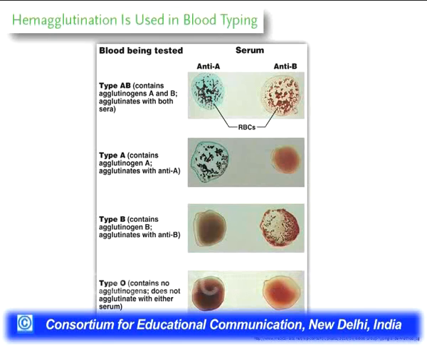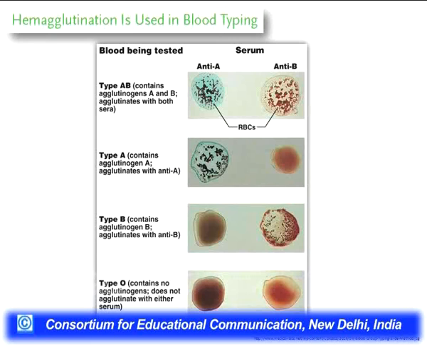If the person is type B blood group, there will be clumping or visible agglutination with the anti-B anti-serum, and there won't be any agglutination with anti-A anti-serum. So we can easily say that the person's red blood cells contain only antigen B, not antigen A. So the blood group is type B. And the fourth one is type O, where no visible clumping or agglutination can be observed with either anti-A or anti-B antibody. So we can easily say that the person is type O blood group.